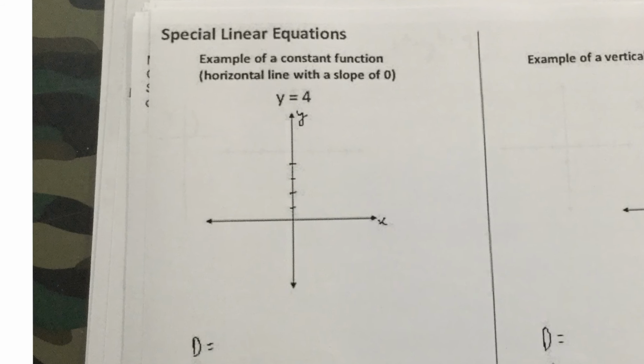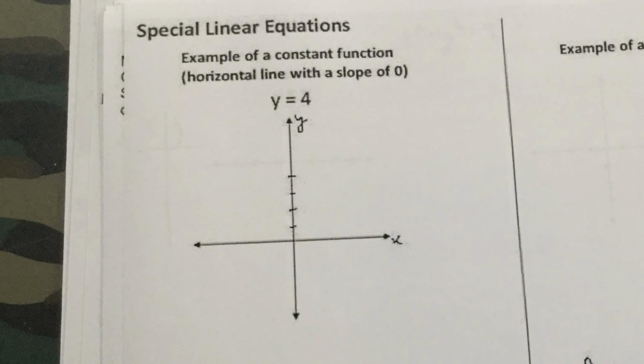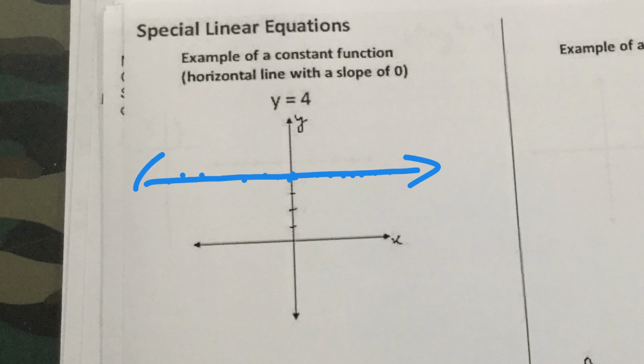Okay, so again, we're going to look at a couple of special linear equations. Just like before, when we were going over point slope form and slope intercept form, we had two special cases. That is when I have a horizontal line and a vertical line. Right here, if I look at the graph of y equals 4, that's where my y values are always 4. So right here, y is 4, and right here, y is 4, and over here, y is 4. So my y equals 4 line is a horizontal line with a slope of 0.